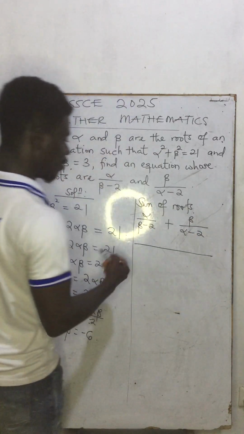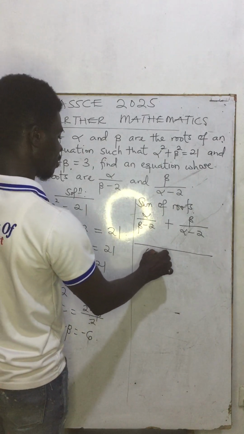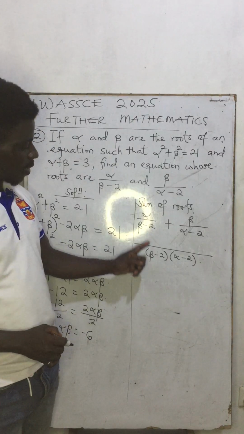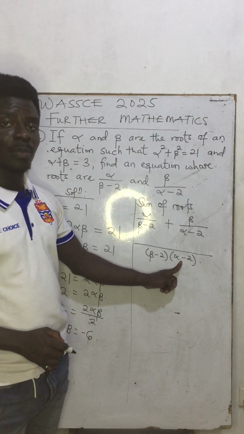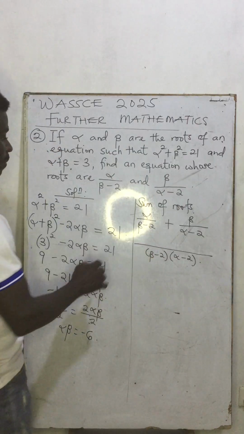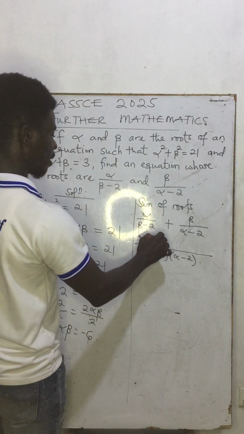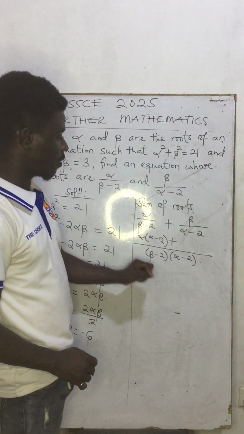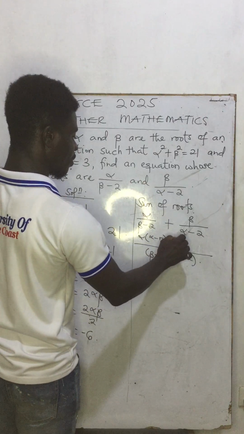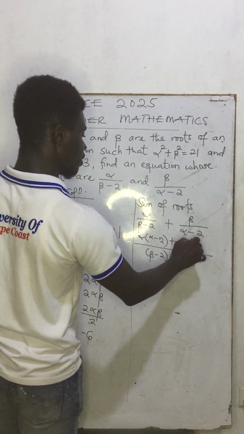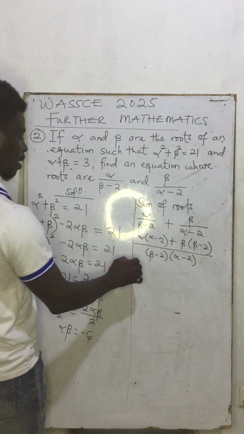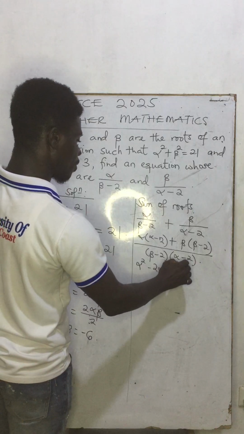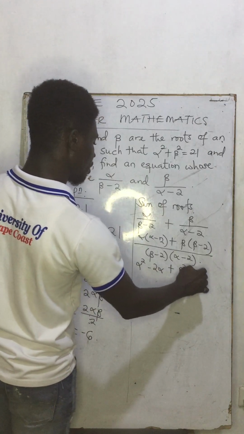So here our LCM is just beta minus 2 times alpha minus 2. Now beta minus 2 takes away this, so we have alpha minus 2, and this will multiply alpha. So it will be alpha times alpha minus 2, then plus alpha minus 2 will take away this, leaving beta minus 2, which will multiply beta. So we have beta times beta minus 2. Now we expand, which is alpha squared minus 2 alpha plus beta squared minus 2 beta.